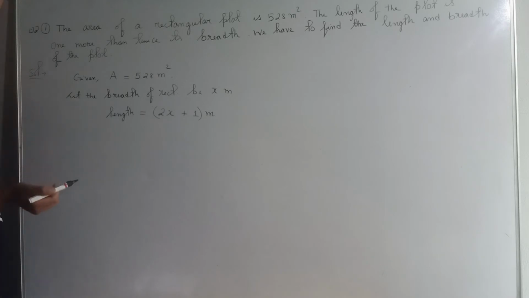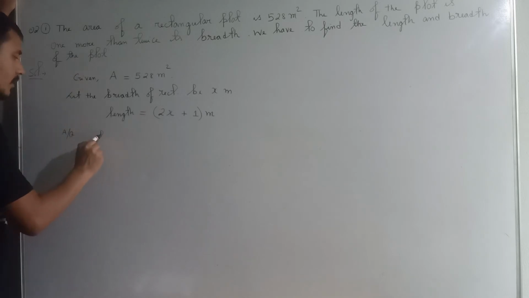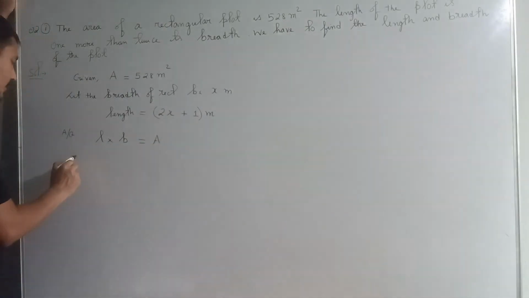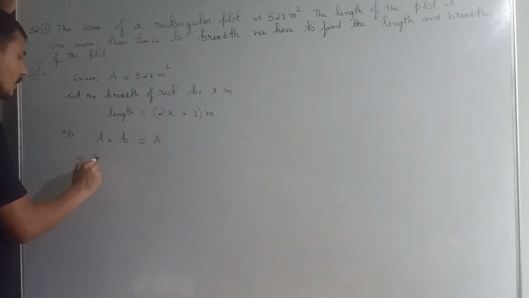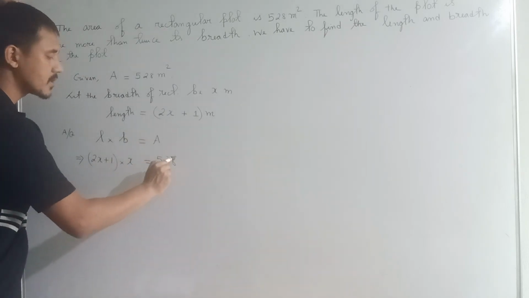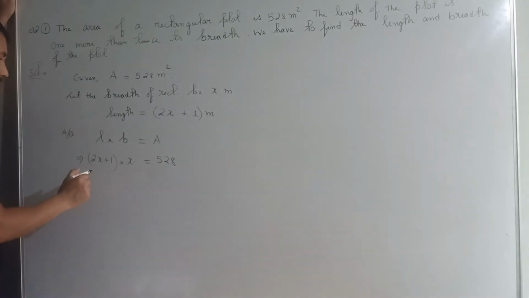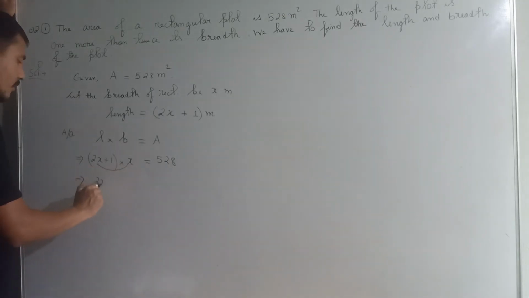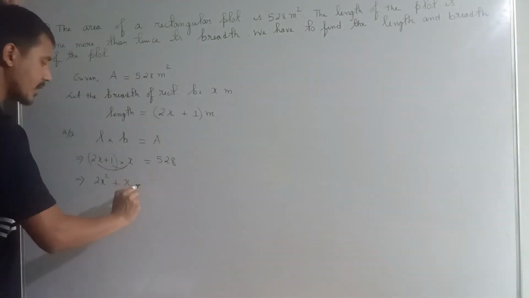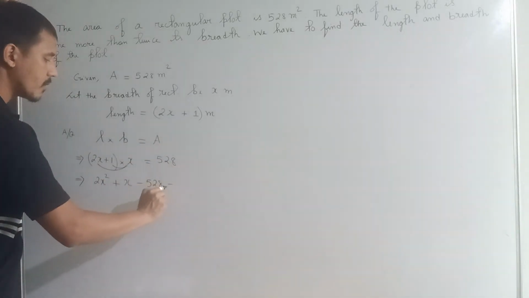Now we know that the area of the rectangle is given by length into breadth. So according to the question, length into breadth of the rectangle gives you the area. Length of the rectangle is 2x plus 1 times the breadth of the rectangle, x. Area is given to be 528 square meters. So 2x into x, 2x square, plus 1 into x gives you x. And then let's transpose the terms on the right side to the left side, then minus 528 equal to 0.